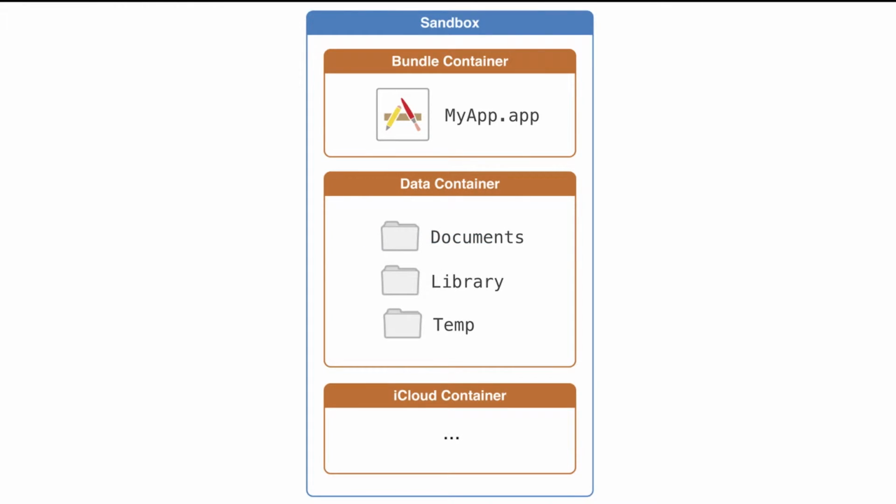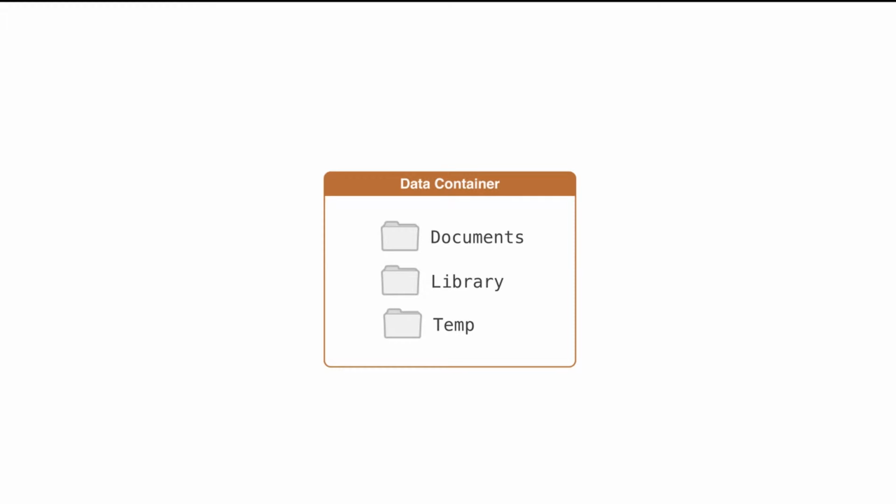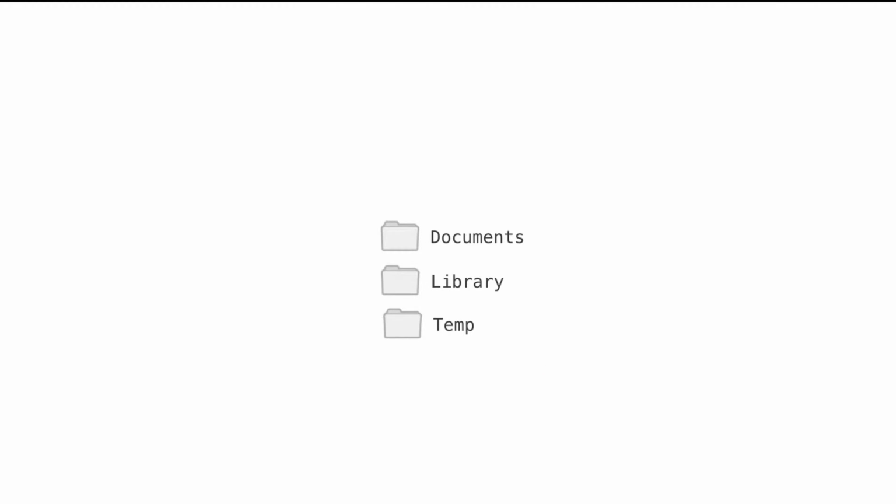The data container, like its name might suggest, holds all the user and app data. Within it are three subcontainers: the documents, library, and temp directories. Temp is used for storing very temporary data that doesn't need to be persisted across launches, so we're not going to be talking about this directory in this course. Documents and library are the directories you want to focus on.